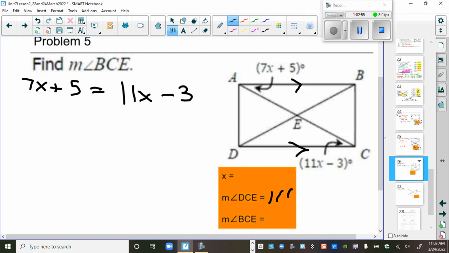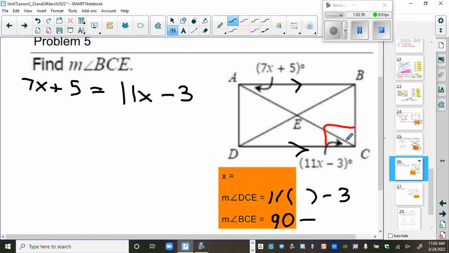11 times blank minus 3. Now, for BCE, what could we do? Well, what do we know about that overall angle from here all the way over here? How many degrees is it, the corner? How many total degrees is our corner? 90. So what we could say is BCE is just 90 minus a measure of DCE.